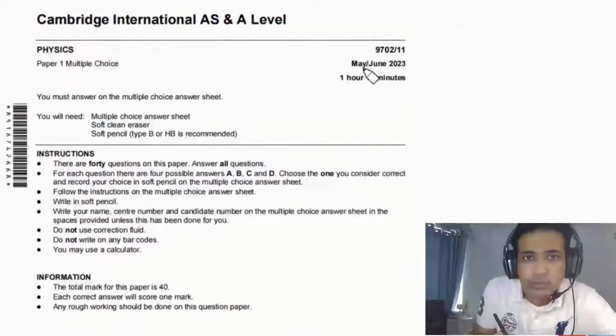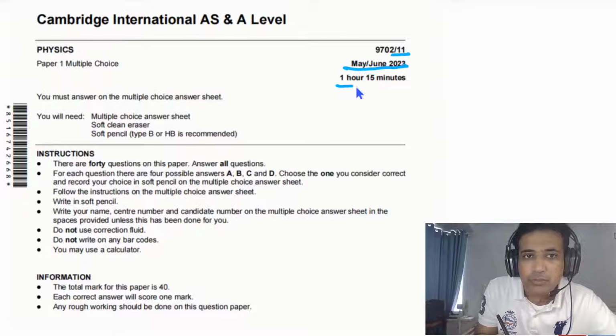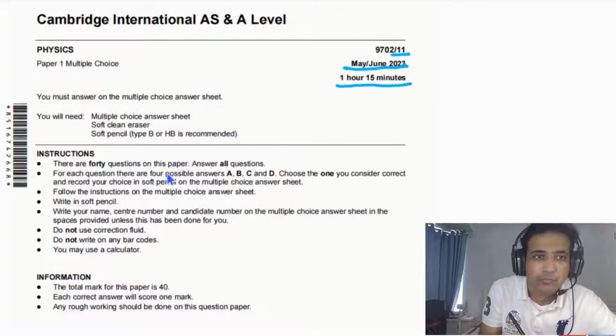In today's class, we are talking about May June 2023, Paper 1, Variant 1. Total time for this exam is 1 hour and 15 minutes, and there are 40 questions on this paper. You need to answer all of them. And the total mark for this paper is 40.